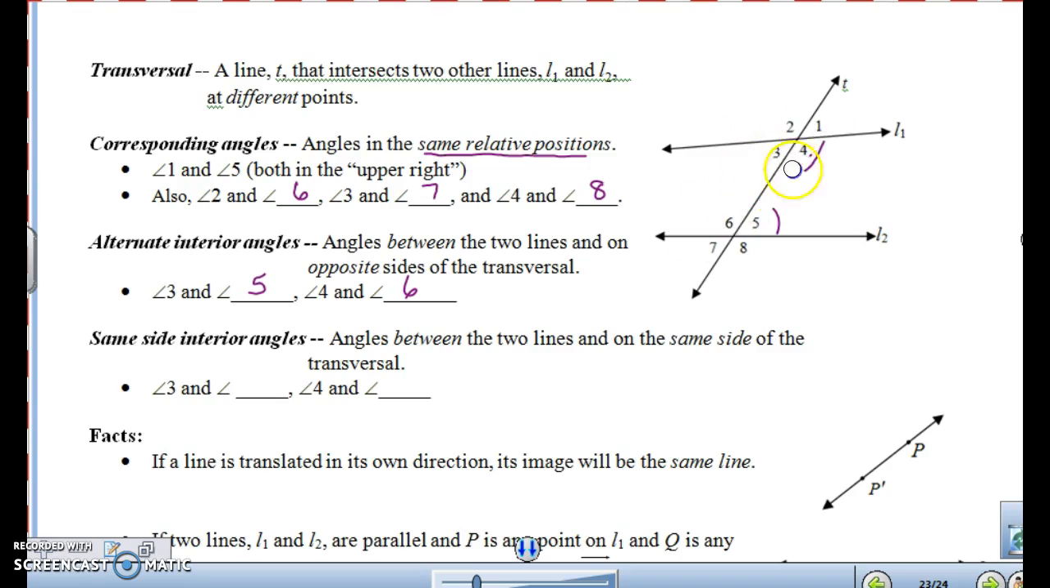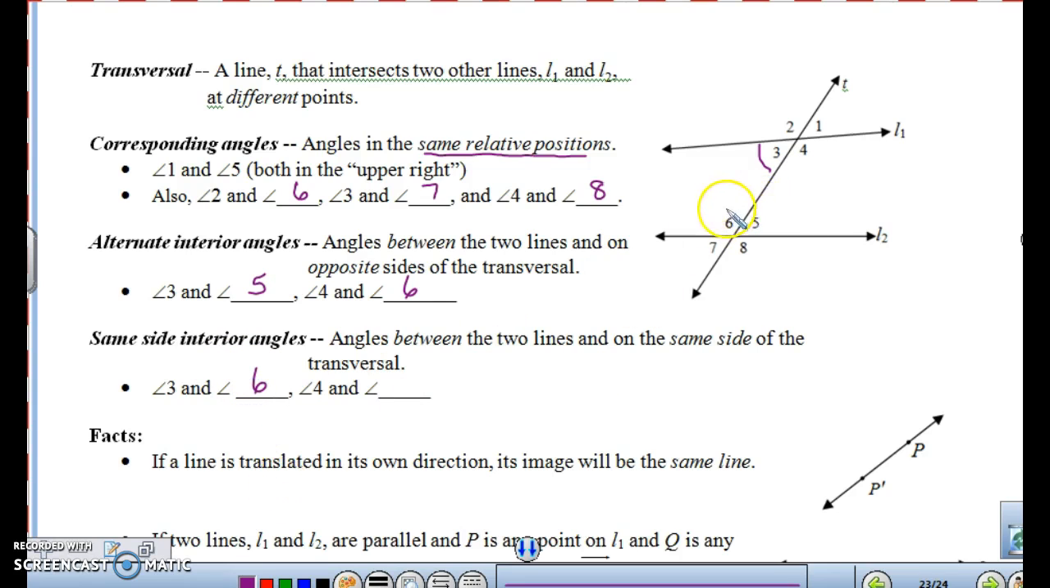Now, the final type of angles that we have with these two kinds of lines with a transversal are same side interior angles. That tells you exactly what it has. Interior means inside the parallel lines, angles between the two lines, and same side means on the same side of the transversal. So if I look at angle 3 right here, what angle is on the same side of the transversal and still between the two sets of lines? It would be angle 6.